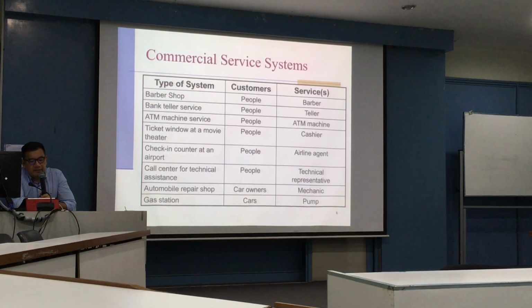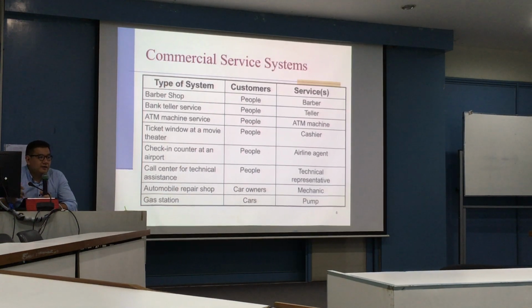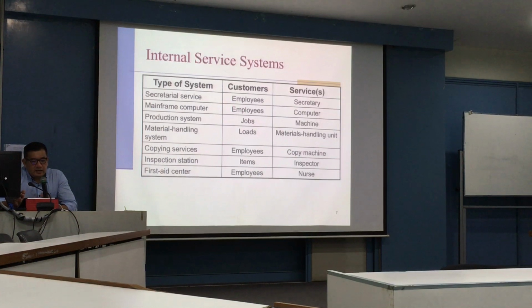When you're checking in at the airport, the airline agent is the service provider for you. When you're using a car and stop by the gas station, the pump at the gas station is the service provider, and the car is the customer. So the keyword is that no matter what, the customer and the service can be items or people, not just people. The service provider can be machines, or automatic equipment, right?